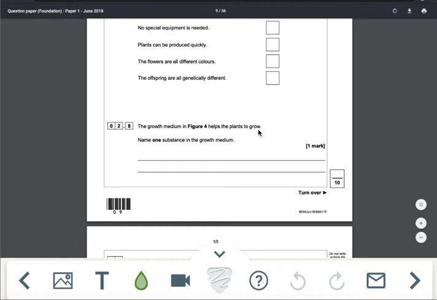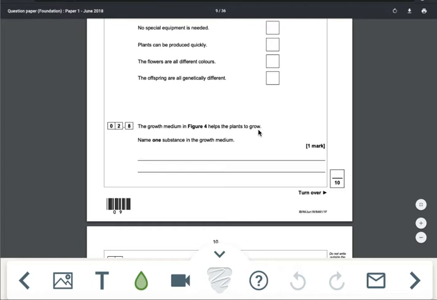So one thing you can put is glucose or sugars. Second thing you can put is amino acids or protein. Third thing is hormones. The markers will allow named hormones like auxin. Fourth thing is ions or minerals, and you're allowed to put magnesium or nitrate, if that's something you remember. Number 5, you can put vitamins, and they'll allow named vitamins like vitamin B. The last thing you can put is water. And that is just an example showing you that water there.